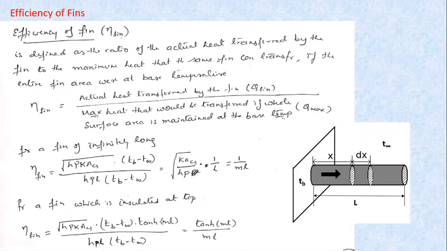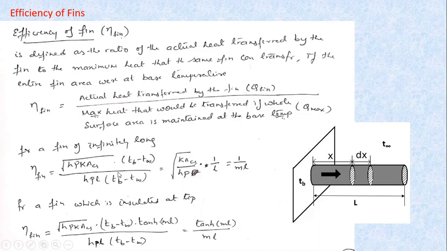Efficiency of the fin is defined as the ratio of actual heat transferred by the fin to the maximum possible heat that can be transferred by the fin if the whole fin surface area is maintained at the base temperature. That means this heat transfer would be maximum with this condition. So if we consider an infinitely long fin, the actual heat transfer is given by square root of HPKA into TB minus T infinity. This is the expression for the heat transfer from a fin of infinite length.